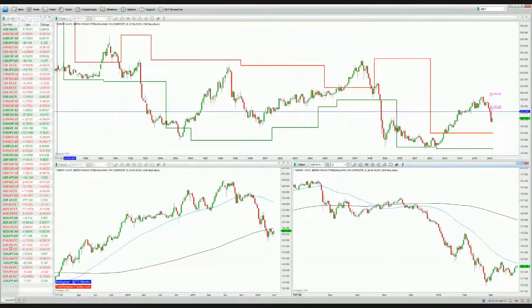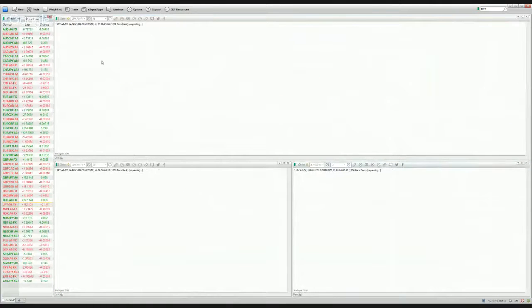Okay, the last currency we'll look at is the US dollar, Japanese yen. There we go.